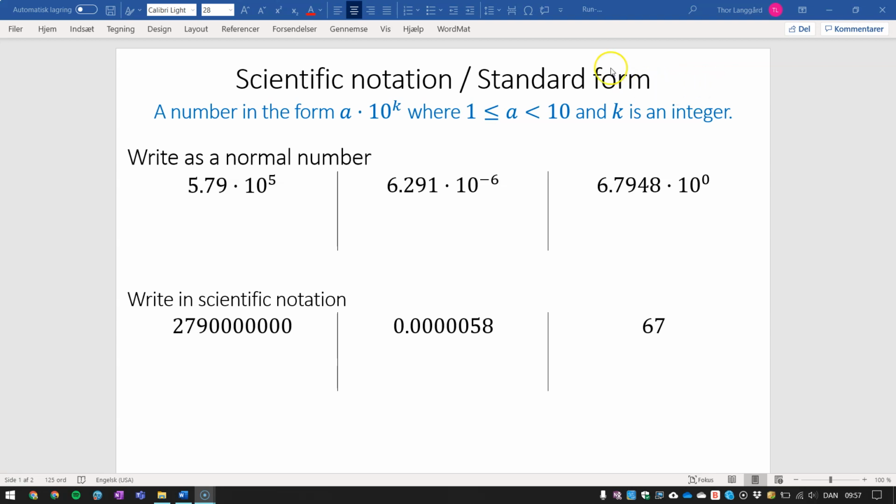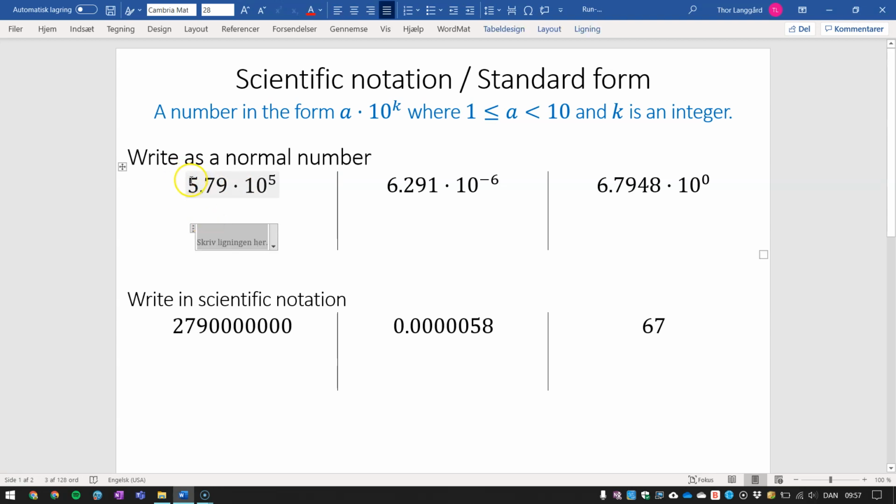Scientific notation is when I have a number written as a number multiplied by 10 to the power of k, where this number needs to be between 1 and 10, and k needs to be an integer. It could be something like this, this, and that. What I want to show is how I would translate this into a normal number, and vice versa: if I get a normal number, how I would translate it into scientific notation.